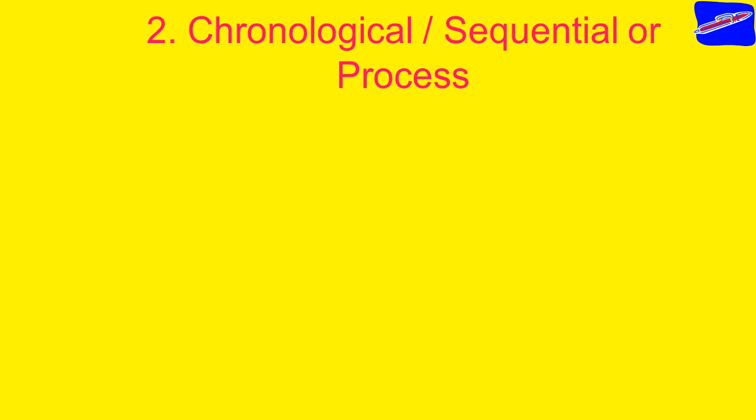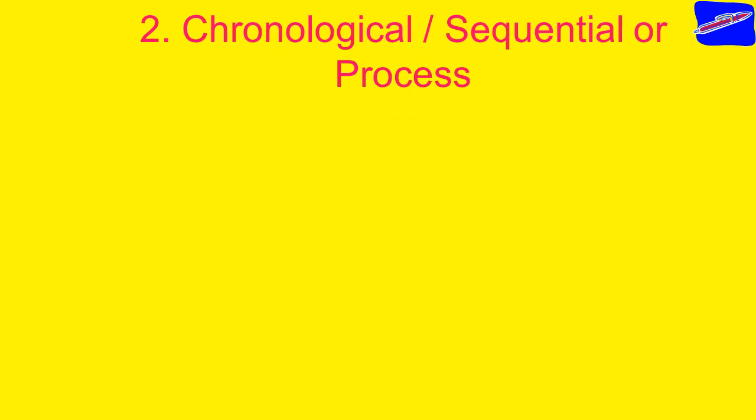Our second type of internal text structure is called chronological, sequential, or process. Now, technically speaking, these are really three different types of internal text structures, but for the sake of simplicity, we're going to lump all of them together because they all have something in common. Namely, they all involve steps.